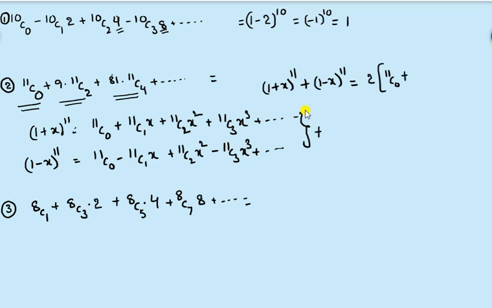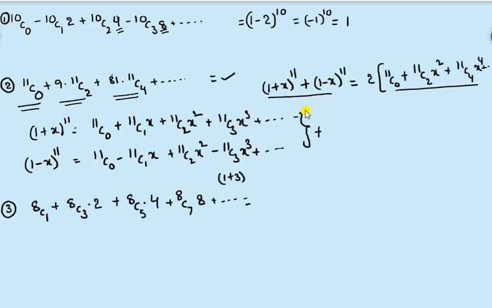Next, plus 2 times 11C2 into x square plus 2 times 11C4 into x to the power of 4 plus and so on. Now tell me what we have to write. In place of x, if you substitute 3, you will get this particular result or not. That's why put x is equal to 3.